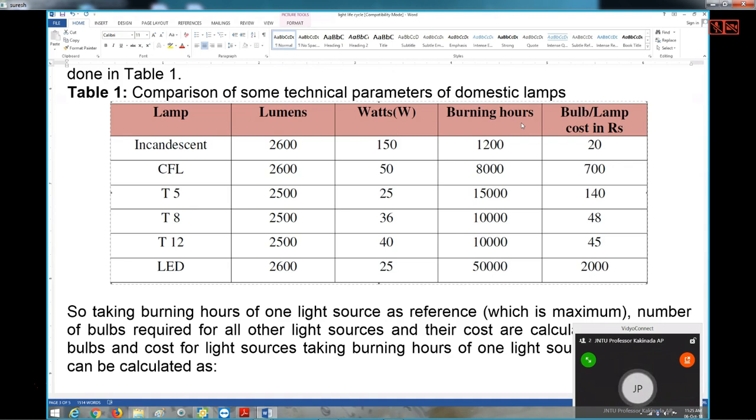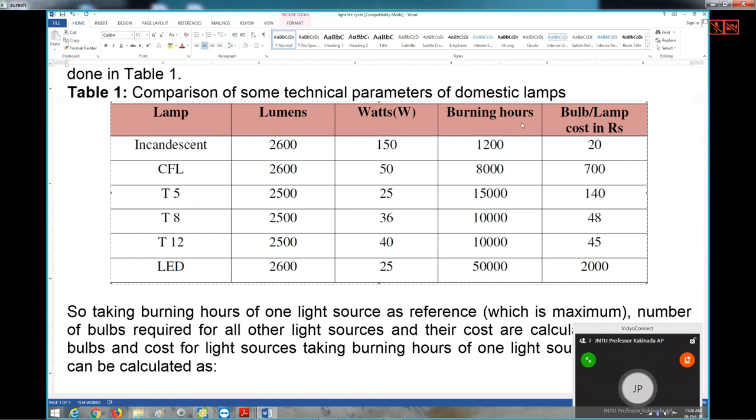CFL lamp. Suppose we have a tube light of a finite length, that is small, like T5. Luminous output is 2500. Wattage is 25 watts. Burning hours is 15,000 hours. Then the bulb costs 140 rupees. Then another length of tube light, that is T8. Luminous output is 2500. Wattage rating is 36 watts. And the burning hours is 10,000 hours. And the bulb costs 48 rupees.